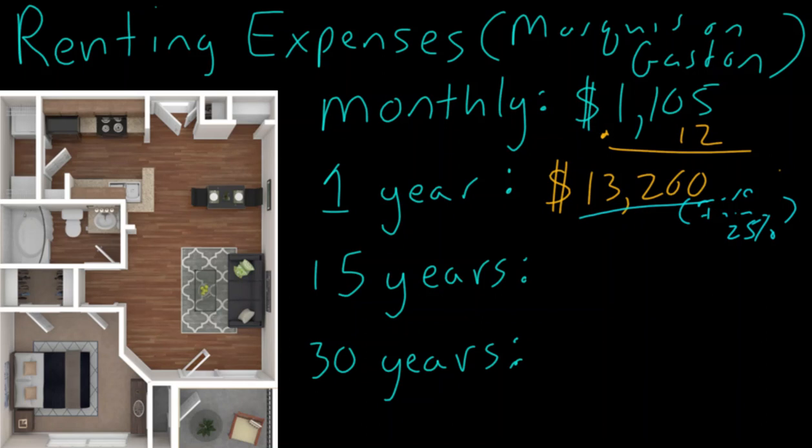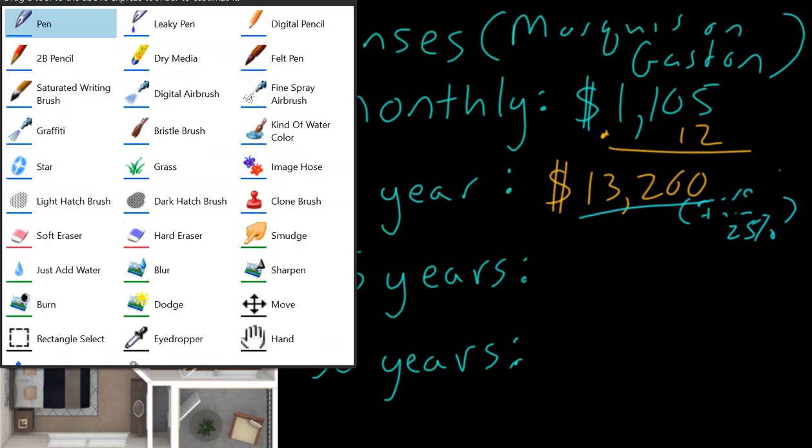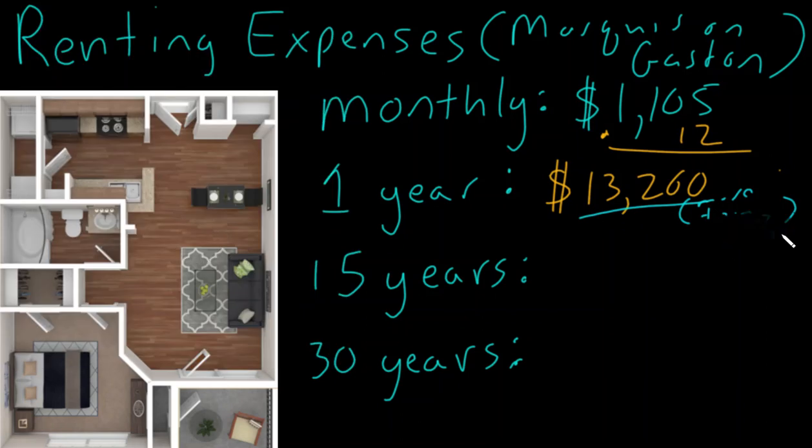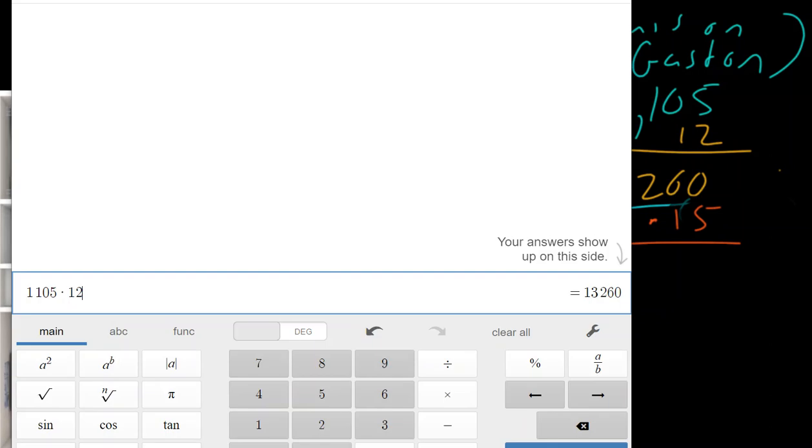Okay, now, how are we going to figure this out for 15 years? Because guys, most home mortgages, you can either get them for a 15-year period or you can get them for a 30-year period. By the way, when I say the word mortgage, that's just a fancy way of saying the home loan. Okay, well, to calculate this for 15 years, like what would it cost you to rent over the same time that you could be paying on a home? Well, we'll simply multiply this by 15. Okay, so we'll take our 13,260 and multiply by 15.